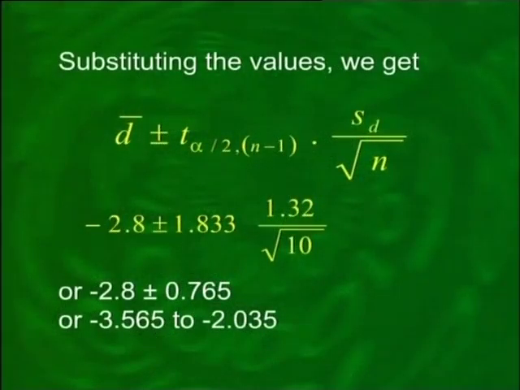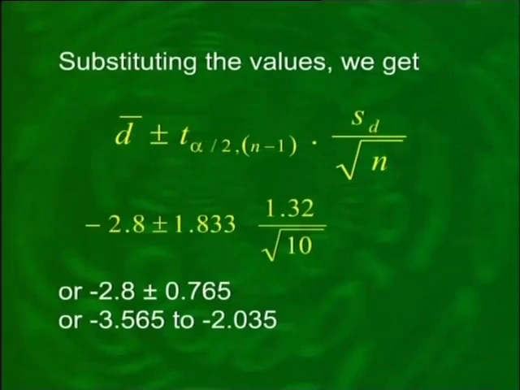As you now see on the screen, d bar is equal to minus 2.8, sd is 1.32 and n is equal to 10, and therefore our confidence interval is minus 2.8 plus minus t alpha by 2 at 9 degrees of freedom into 1.32 over square root of 10. As noticed earlier, the value of t alpha by 2, that is t 0.025 at 9 degrees of freedom.